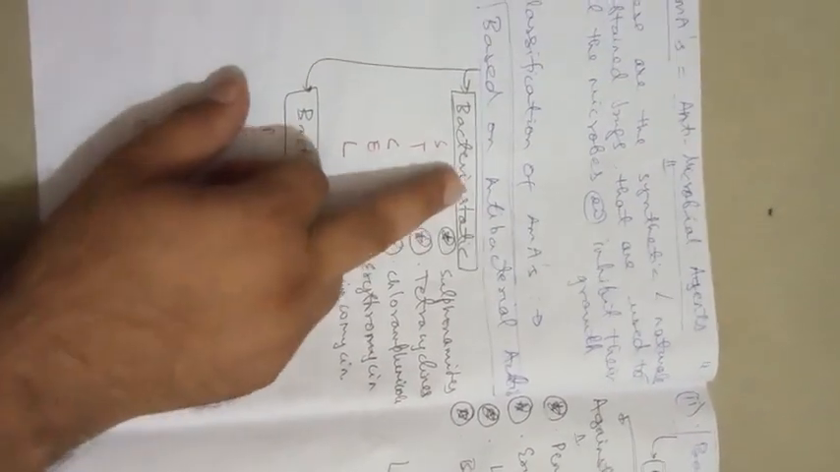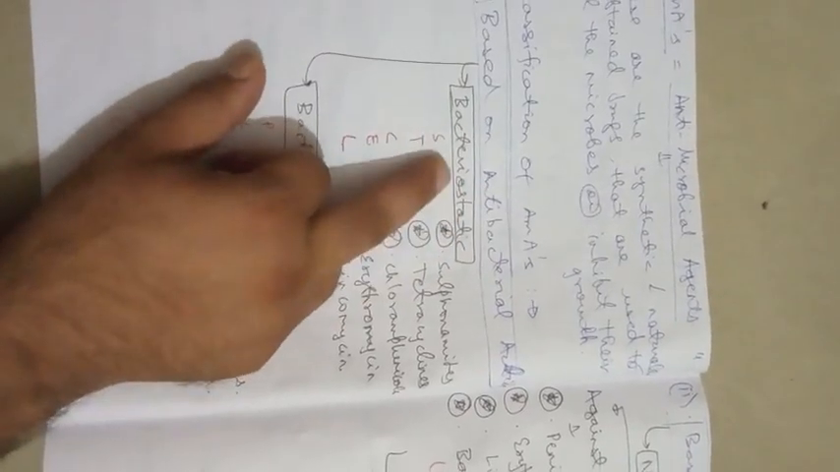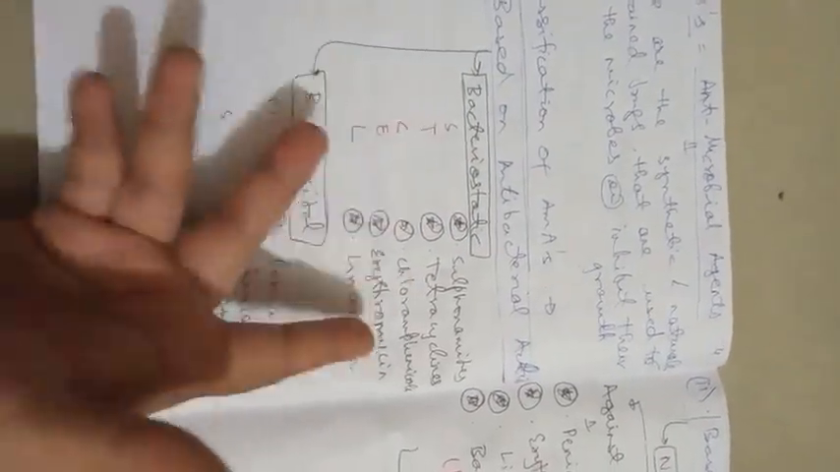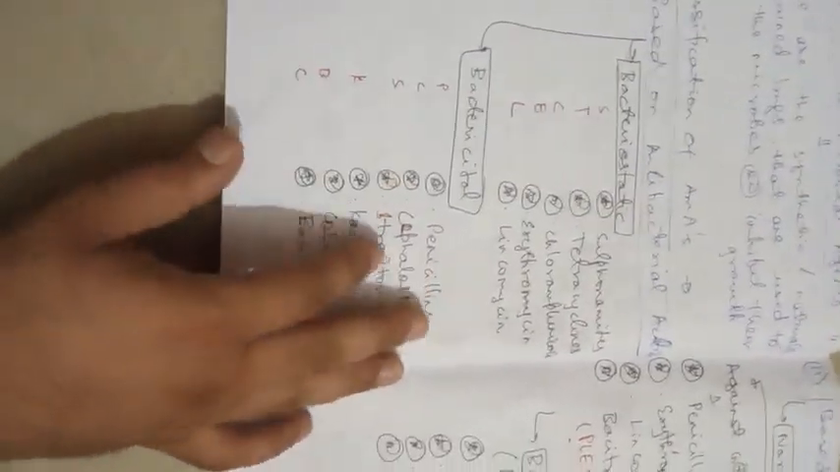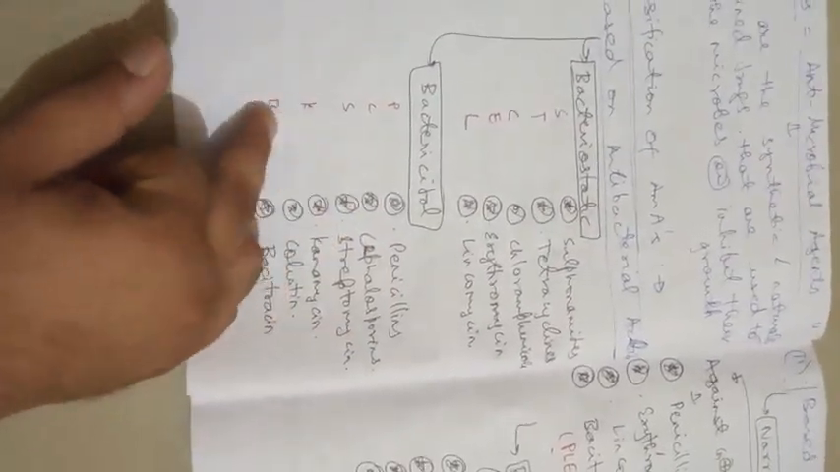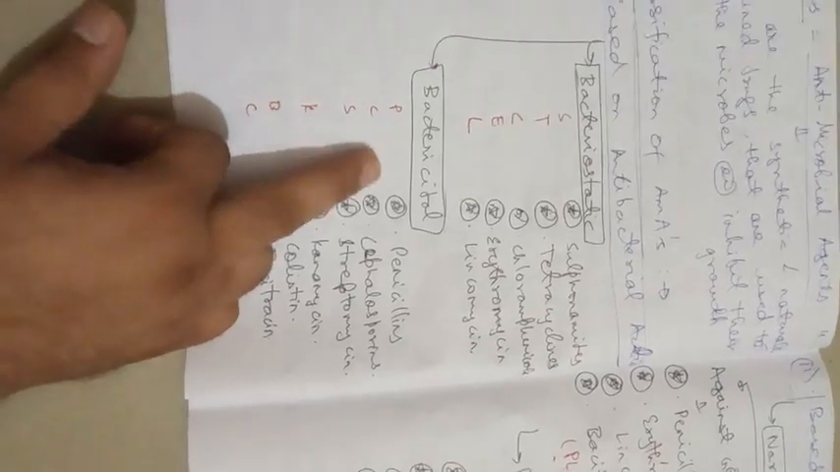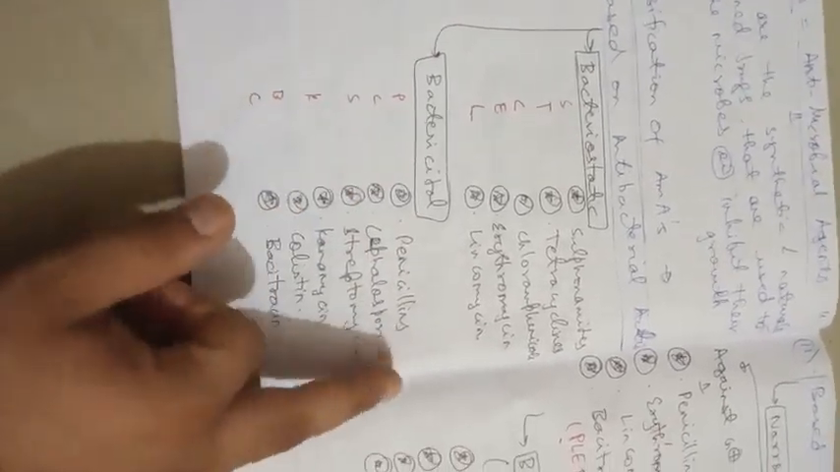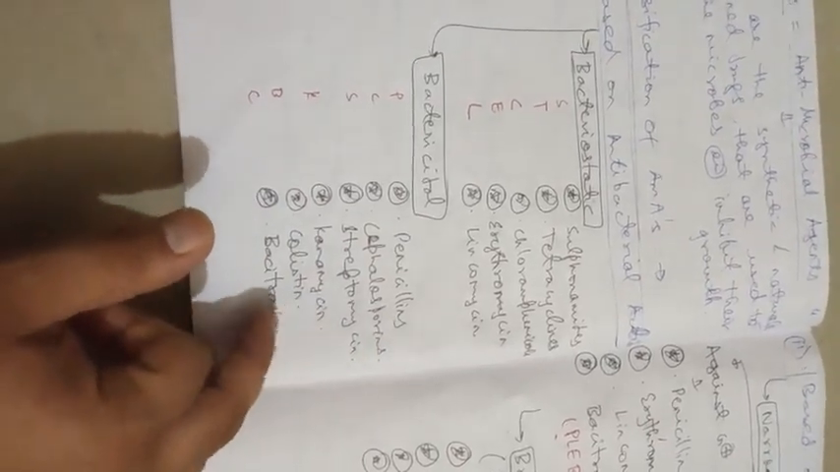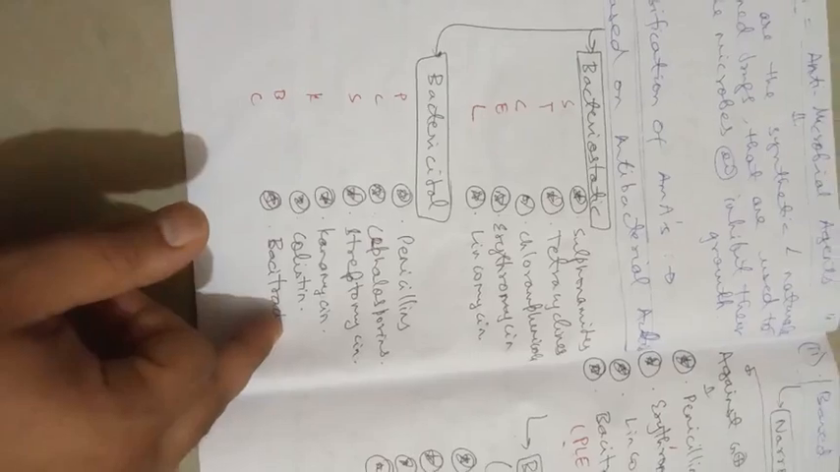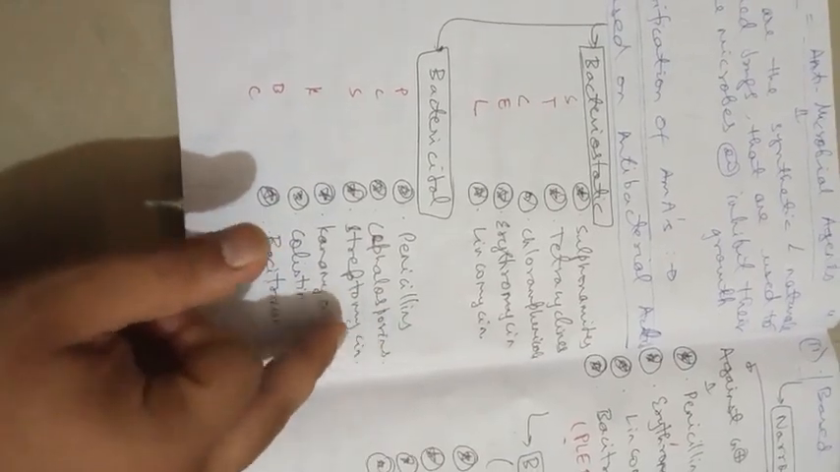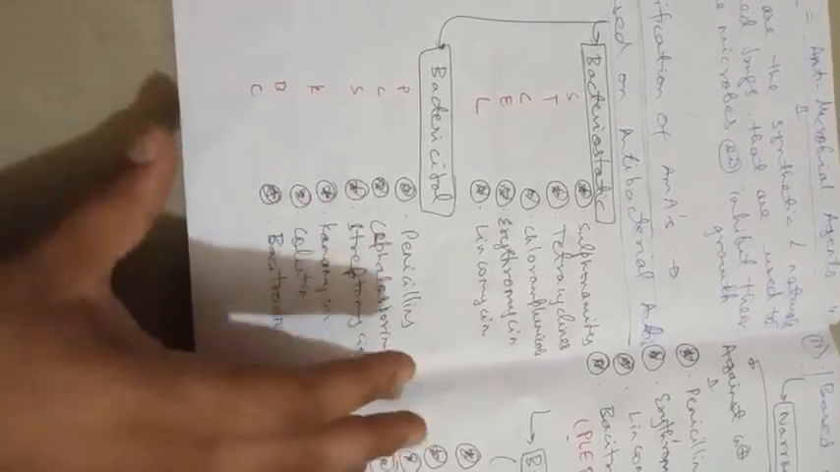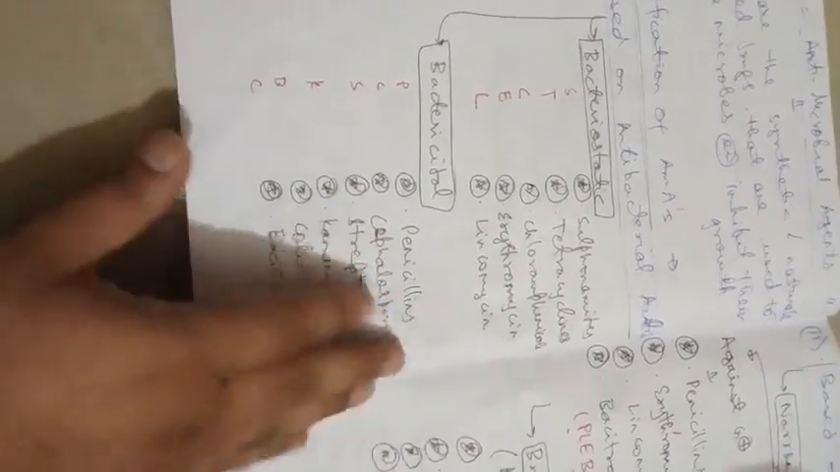Bacteriostatic, as the name suggests, they will stop or inhibit the growth of bacteria. Bactericidal, they will kill the bacteria. It includes these drugs, PCS KBC: penicillin, cephalosporin, streptomycin, kanamycin, colistin, bacitracin. So these are drugs having bactericidal action.